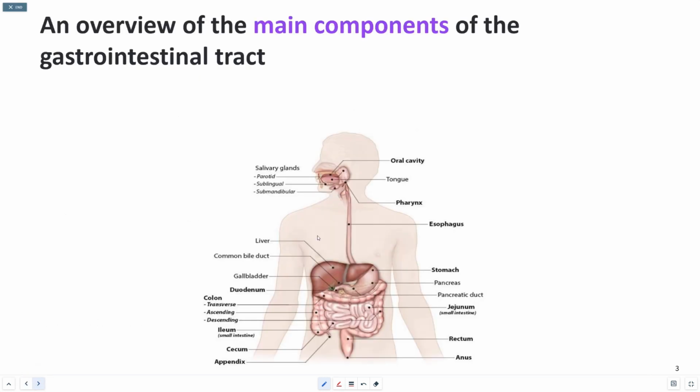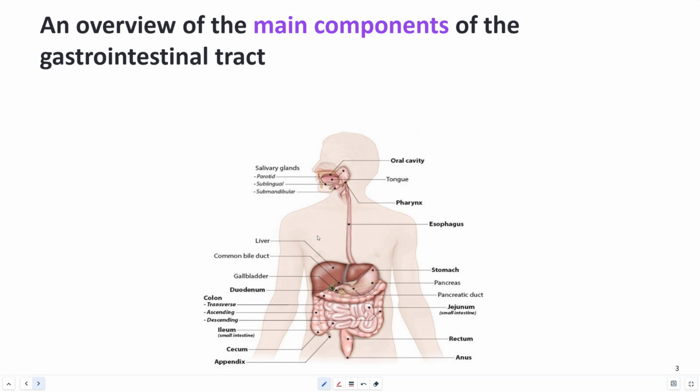Alright, let's get started. An overview of the main components of the gastrointestinal tract. The digestive system includes the organs that ingest food, mix, and propel ingested materials and secretions to facilitate digestion. It absorbs nutrients and expels waste products from the body. The GI tract forms a continuous tube that includes the oral cavity, the pharynx, the esophagus, the stomach, the small intestine, large intestine, and the anus.